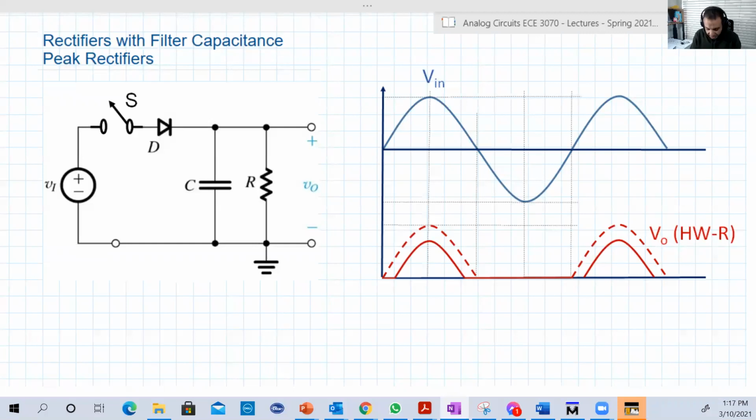Hello guys, welcome back to our lecture 14. We're going to continue our discussion about peak rectifiers, or the diode rectifiers with smoothing capacitor or filter capacitance.